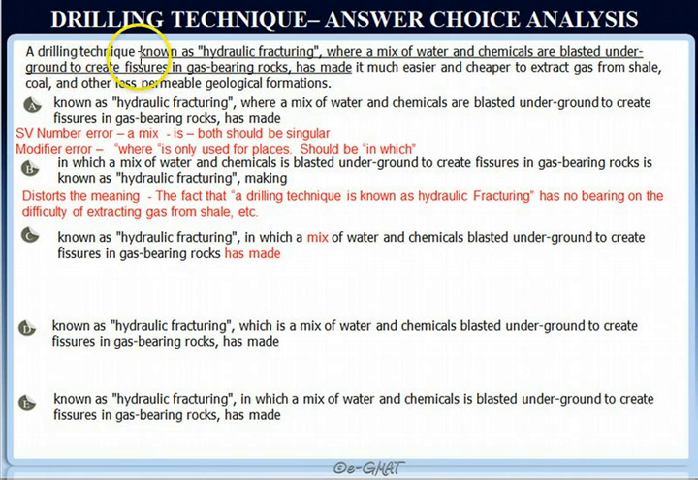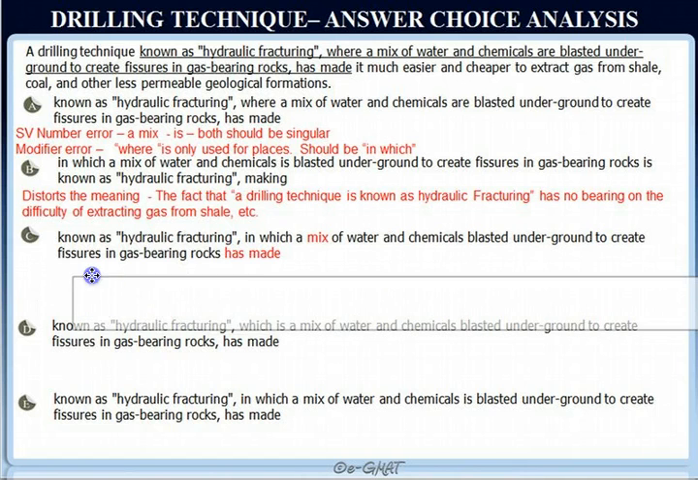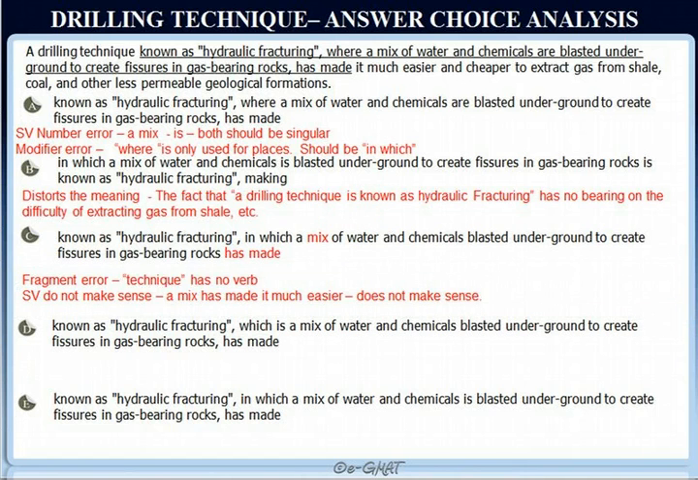Further, the subject here in the non-underlined portion, a drilling technique, this is the subject of our first clause, but now this subject no longer has any verb, because notice its original verb was has made, and now that is the verb for the subject mix. So you have two errors here. First of all, you have a fragment error, and secondly you have the meaning error, in that now the subject and the verb do not make sense.